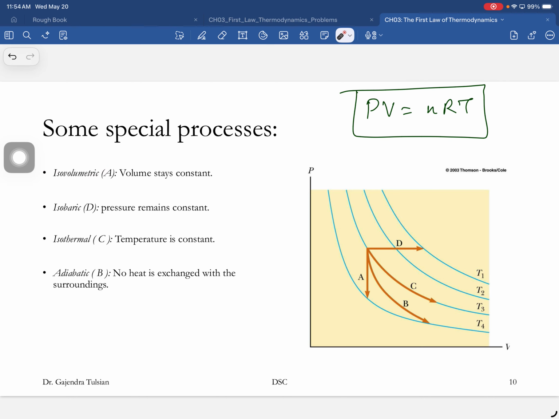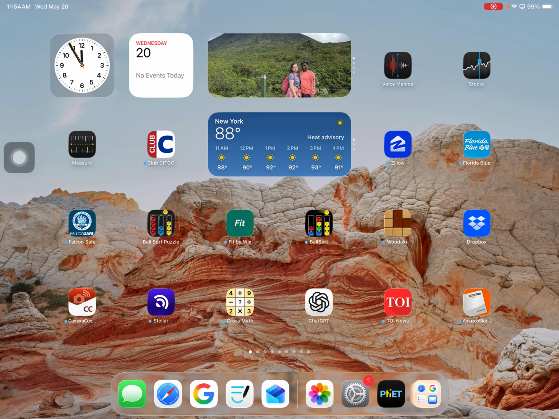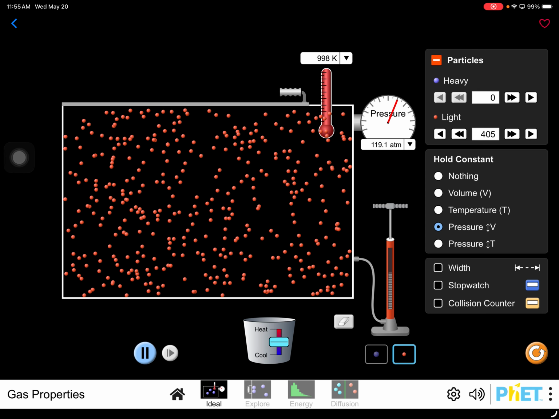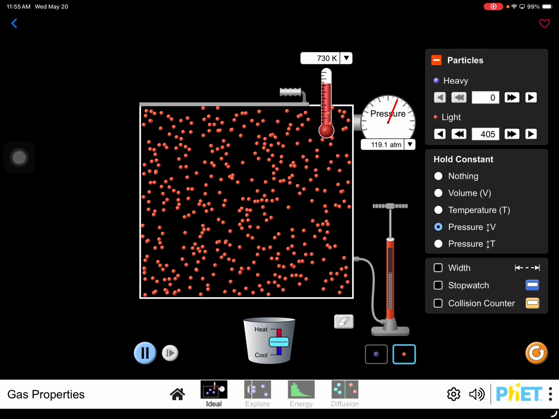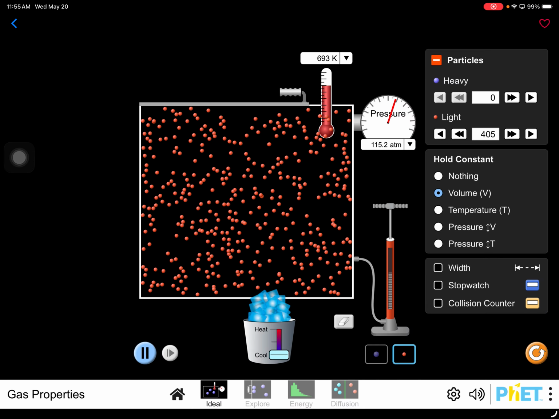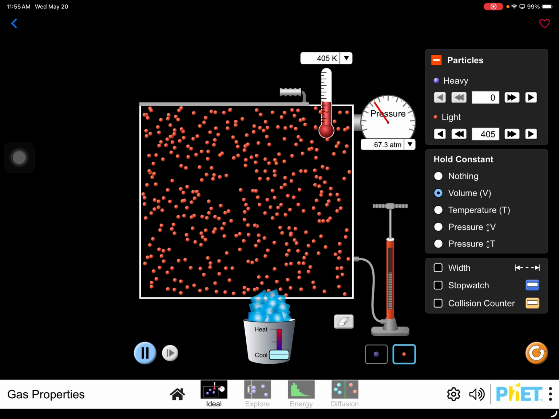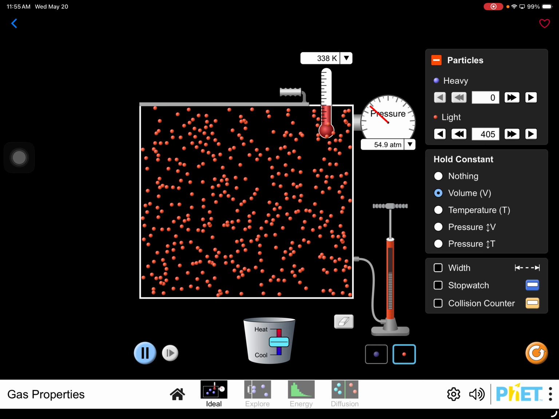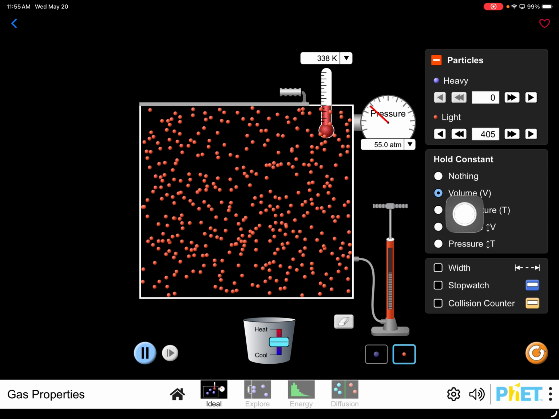What is an isobaric process? Constant pressure. So it's those horizontal lines. The work done is just the area under the curve, and the work done is just pressure times change in volume. If the final volume is greater than the initial volume, then the gas did positive work. If the final volume is less than the initial volume, the gas did negative work. So this was positive work, this was negative work. Isovolumetric processes are those vertical lines, and 0 work is done.